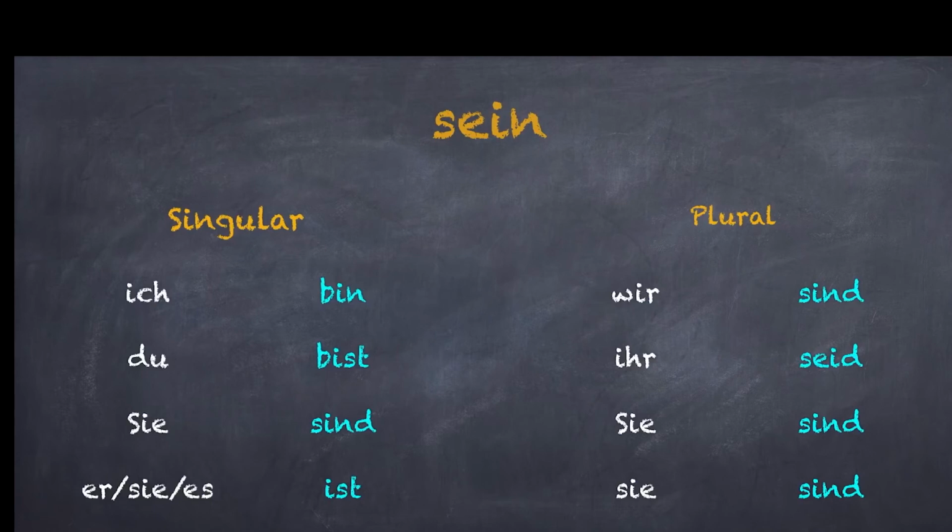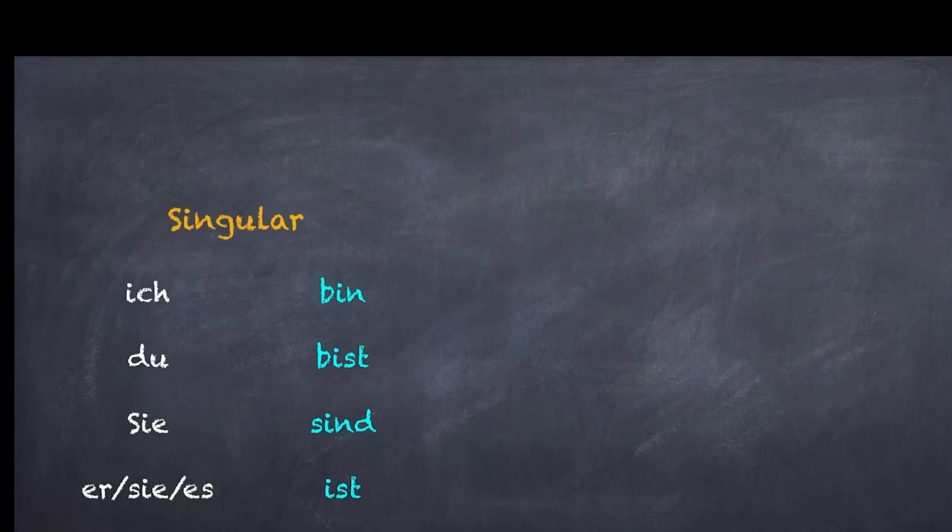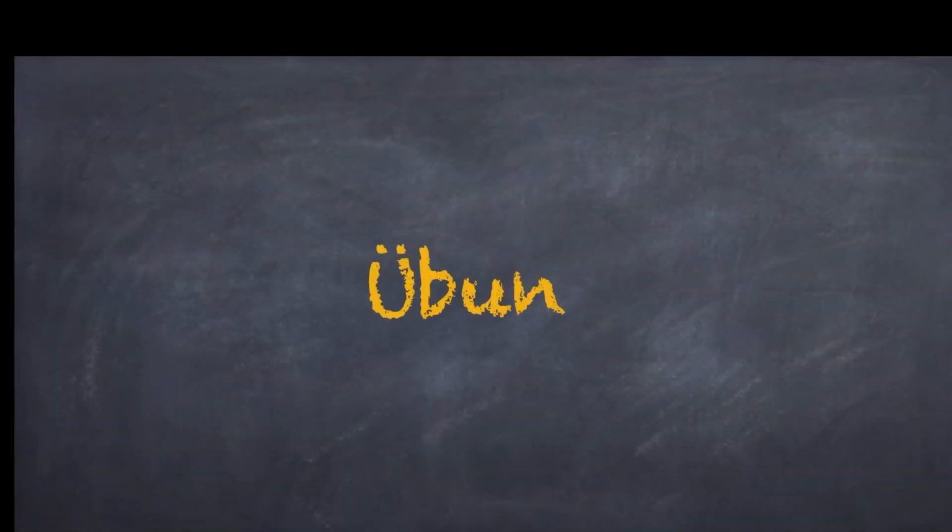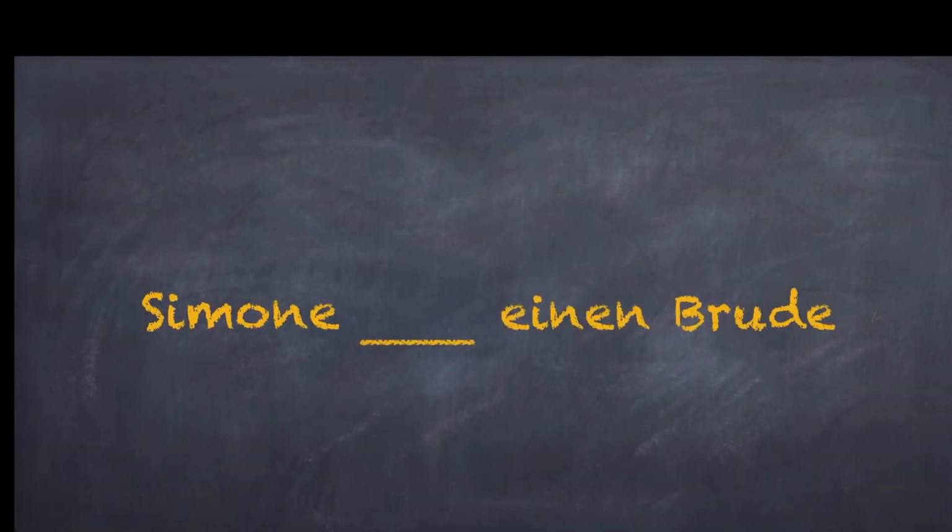Great! You just learned how to use haben and sein as Vollverb, that means as the main verb in a sentence. These verbs are also used as helping verbs. This we'll be discussing in a different video. Now it's time for Übung. You have to fill in the blank with the correct verb. Don't forget to conjugate it.